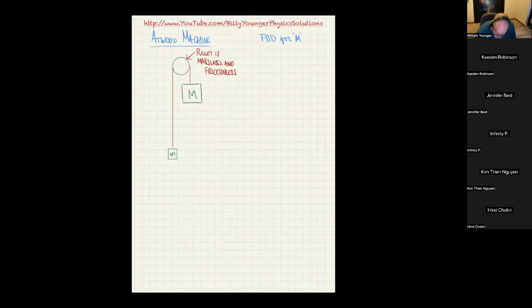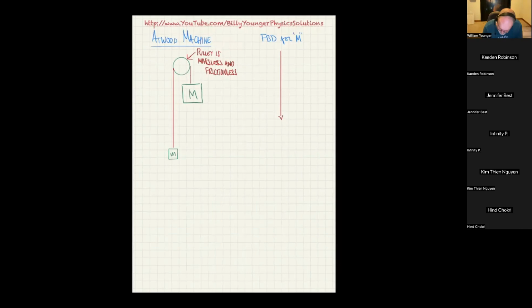And I'm going to start off by drawing my coordinate axis, which in this case is just one dimensional because there's really no sense in having something going left and right in this scenario. So I'm going to say down is the positive direction, like that. I'm going to say, here's my mass, big M, and the force on this side is, of course, big M G.